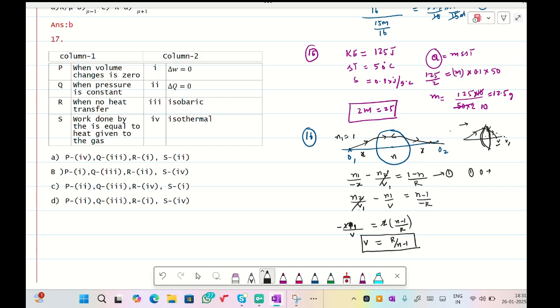Object minus remaining: n2 by v is equal to n1 minus n2 by r, and you can apply the sign convention. In some concepts they will write n2 by v minus n1 by u is equal to n2 minus n1 by r, the curvature formula. If you apply that to different curvatures you get confused, so you must remember this.